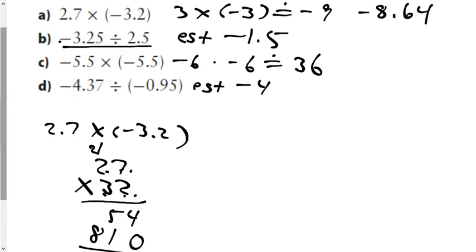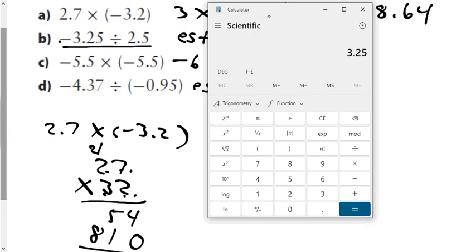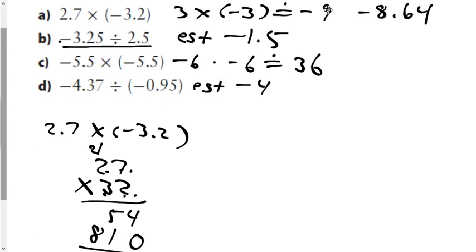Next question, B, just use a calculator. In order to answer this question, I have to know how to put it into a calculator properly. So 3.25, but it has to be negative. So I'm going to drop in my plus minus to make that negative. Divided by 2.5 equals button. Negative 1.3 is my calculation, which is pretty darn close to what my estimation was.